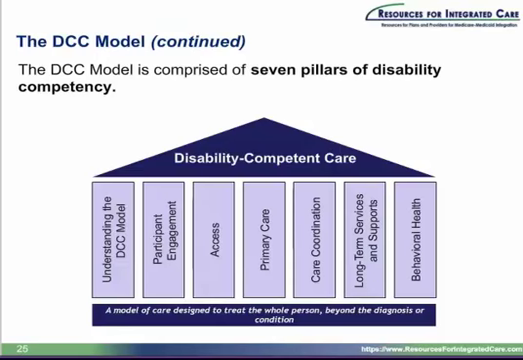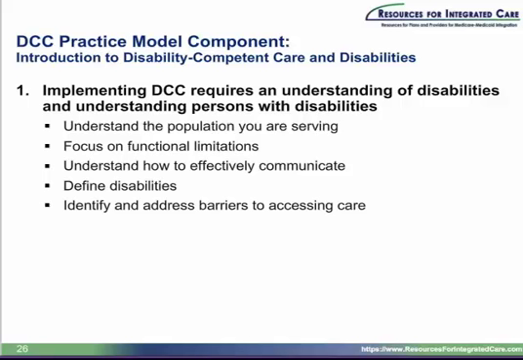Based on user feedback and the experiences and developments of the field, we have restructured the DCC model into 7 pillars of disability competency. As you can see, they start with the basic tenets of the model to participant engagement, access, primary care, care coordination, long-term services and supports, and behavioral health. I will briefly go through the remaining slides, giving a little more attention on each pillar. We have focused on this pillar throughout this webinar, so I won't go into it any further at this point.